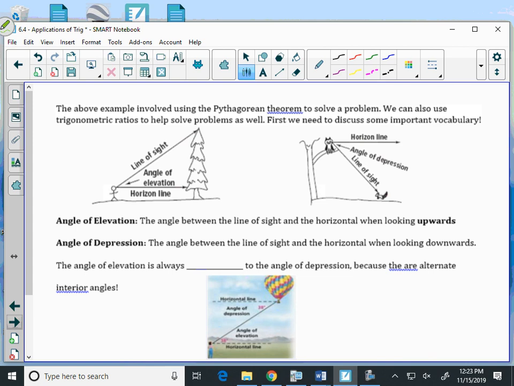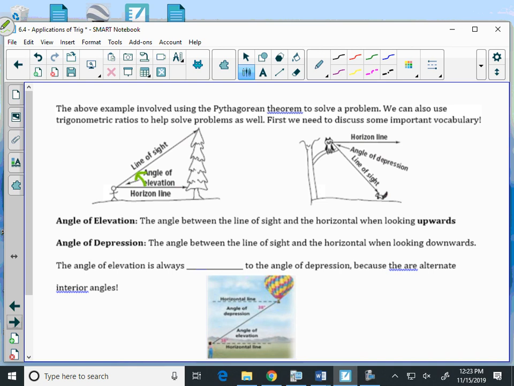So take a look at this diagram here. This person's looking up at the top of the tree. The diagonal line is acting as their line of sight. There's this imaginary horizontal line making an angle with that line of sight. If we go from the horizontal to the line of sight, I'm going upwards, right? That means it's an angle of elevation. The angle is opening upwards from the horizontal line.